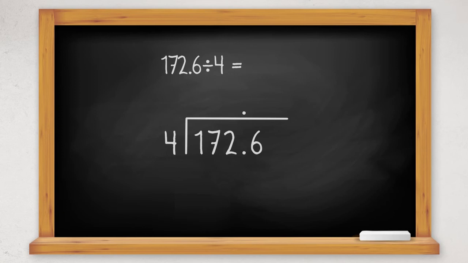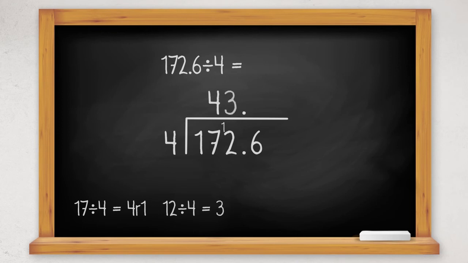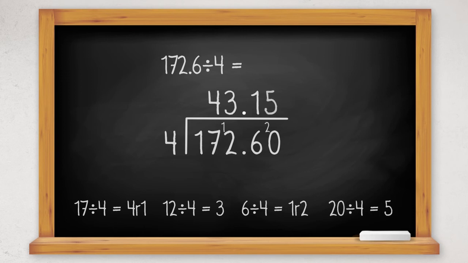4 into 1 goes 0 times, 4 into 17 goes 4 times, remainder 1. 4 into 12 goes 3 times. 4 into 6 goes once, remainder 2. So we need to add an extra 0 at the end of 172.6 so that we can place the remainder 2. 4 into 20 goes 5 times. So the answer is 43.15.